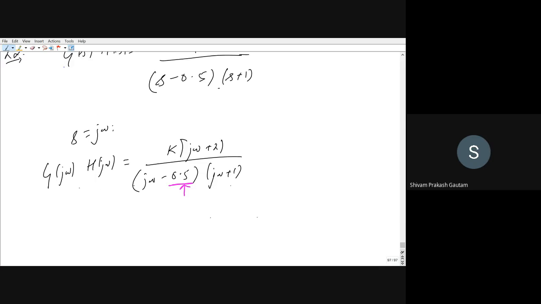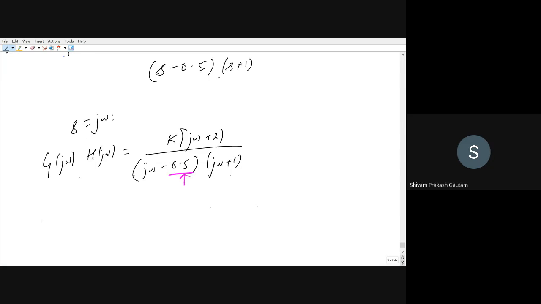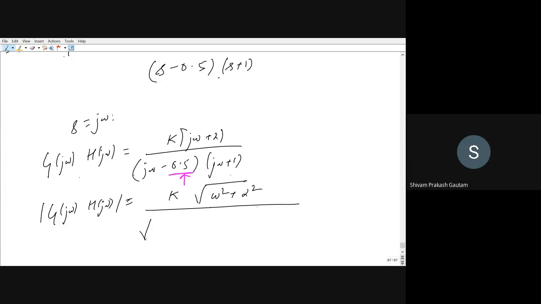First we will calculate its magnitude, that is the magnitude of G(j omega)H(j omega). The magnitude of K will remain K, and this will be equal to K times the square root of omega square plus 2 square, since j omega is imaginary and 2 is real, whole divided by the square root of omega square plus 0.5 whole square, times the square root of omega square plus 1 square. This will be the magnitude.